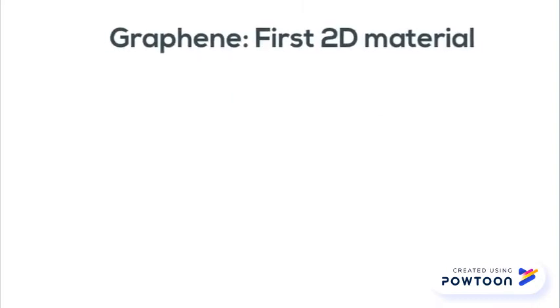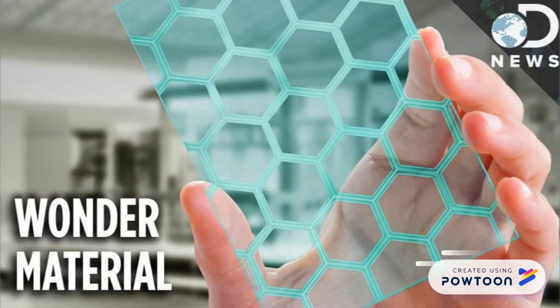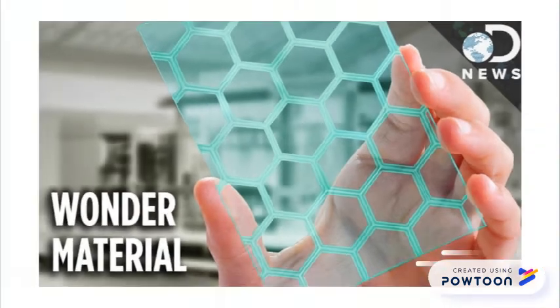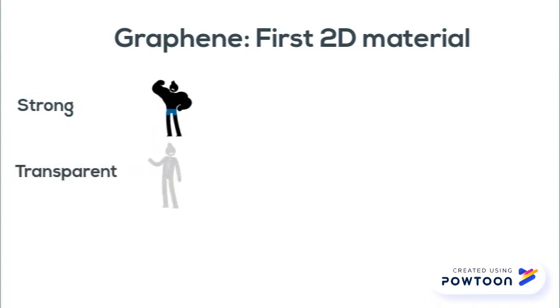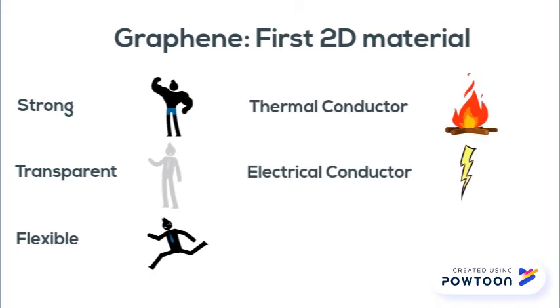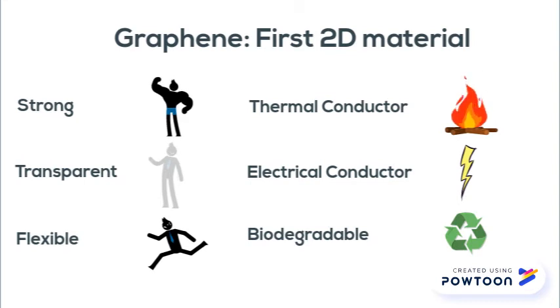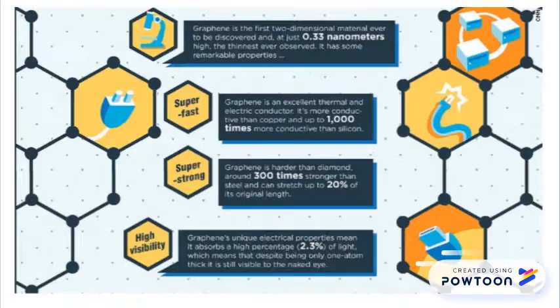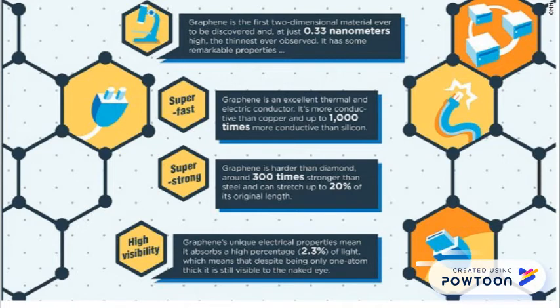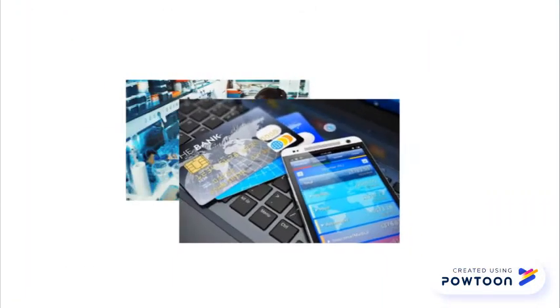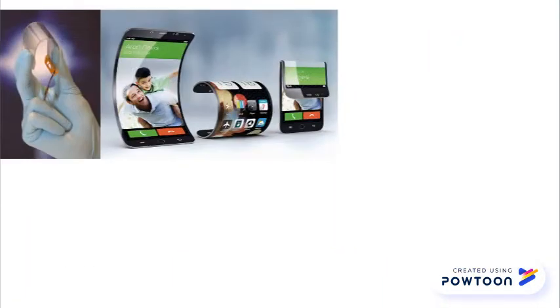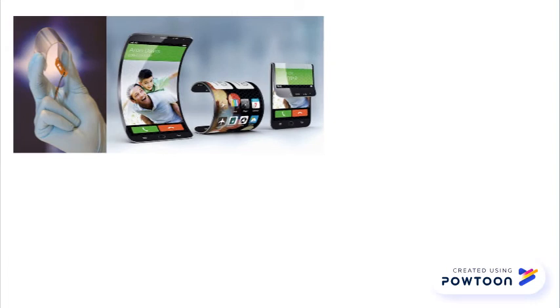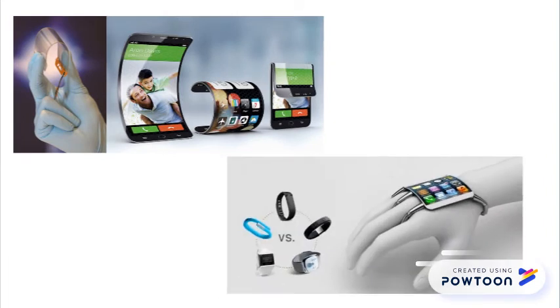Consider the star member of the 2D materials family, graphene. While graphite, which is the bulk counterpart, is brittle and opaque, graphene is strong, transparent, and flexible. Additionally, graphene is an excellent conductor of heat and electricity, and at the same time, it is biodegradable. All these extraordinary properties have paved the way for graphene to move from labs to the marketplace. It has extensively been used in displays of flexible electronics and wearable electronics.